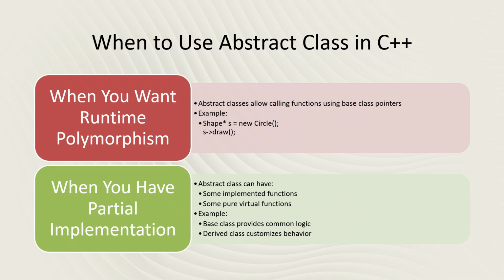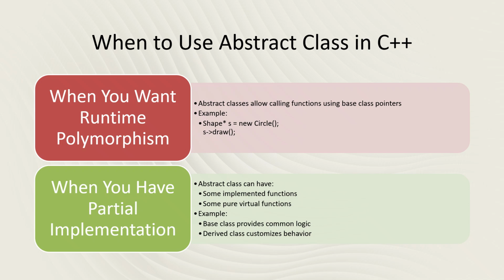Sometimes we want to ensure that every derived class implements a certain function. For example, a payment system. If a class does not implement it, it should not be allowed to exist. An abstract class helps enforce this rule. So they act like strict guidelines for developers.